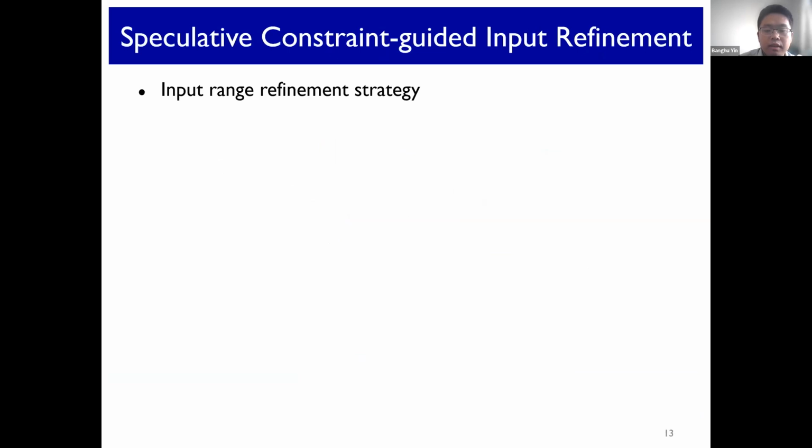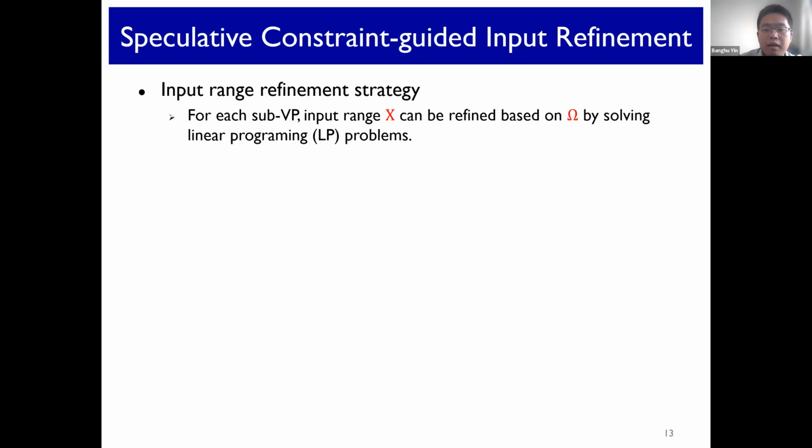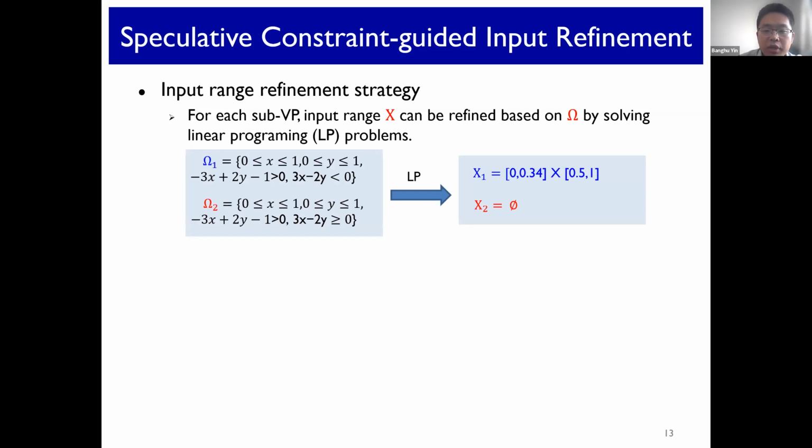The third technique is about input refinement. For each sub-VP, the input range can be refined based on omega by solving linear programming problems. In our motivating example, in the sub-VPs, we can get the following refined input ranges. After refining X, more neurons become deterministic during the next SPAA.